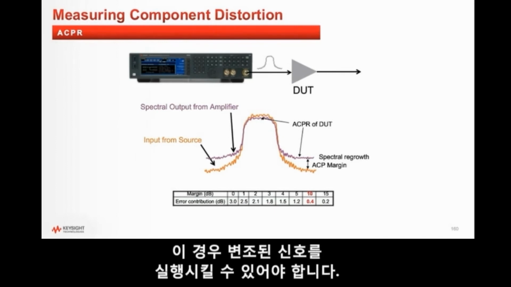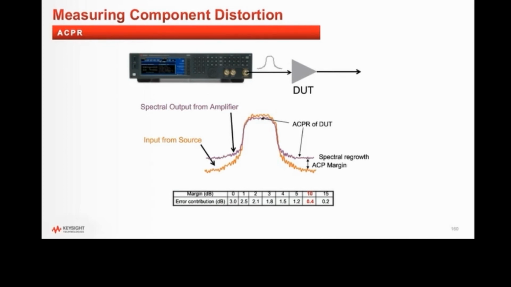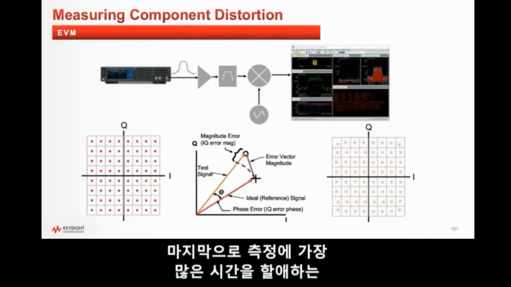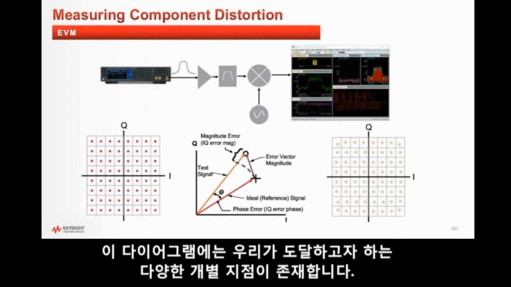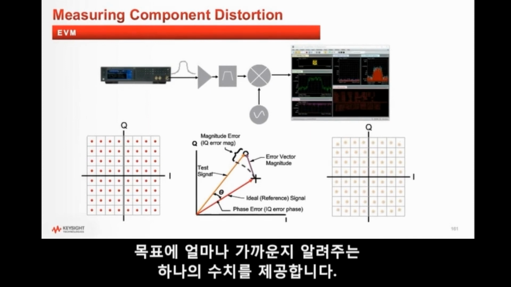So you need to be able to run the modulated signal. You can't just test your device in CW, even if it's something like an amp. And finally, probably the thing we spend the most time measuring, EVM, error vector magnitude. We have all these discrete points on this diagram that we're trying to get to. Error vector magnitude kind of sums up all the separate things that can go wrong, and it gives you one number that tells you how close am I to where I should be.